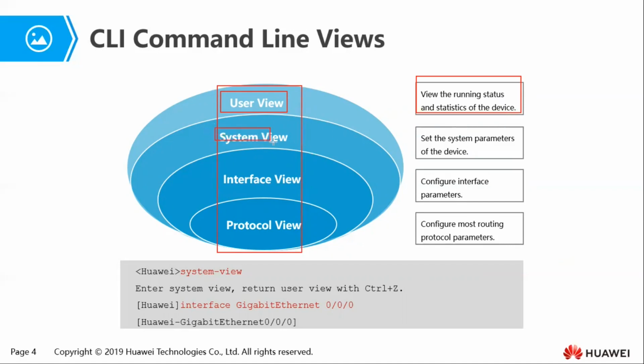It is in the system view that you can now set different parameters of the device, as we are going to see in a short while. When you are in the system view, you can get into the interface view or the protocol view. The interface view is used to configure parameters for an interface or a port. The protocol view is used to configure parameters for protocols.